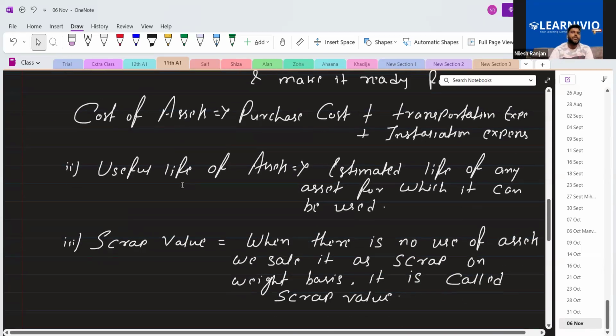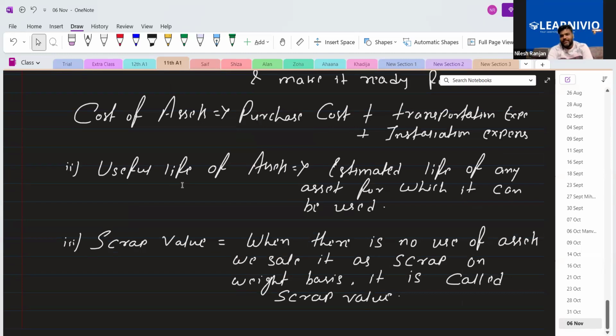The second is useful life of assets. So estimated life of any asset for which it can be used. The useful life we cannot say for sure. We don't know about it. If I have any machine, let's say this stand fan I have, I don't know for how much time we can use it. There is no specific fixed life of this fan.